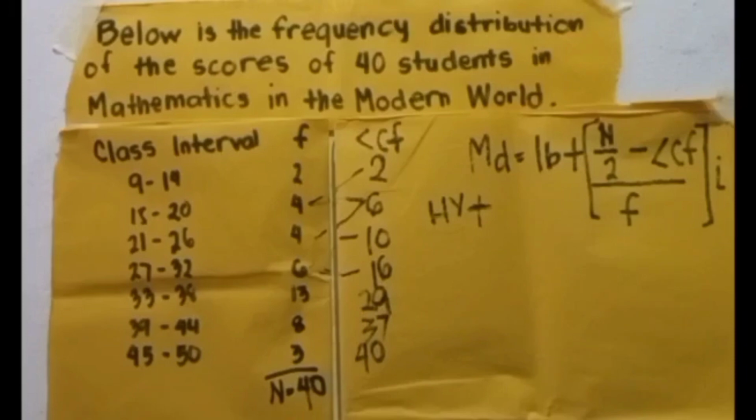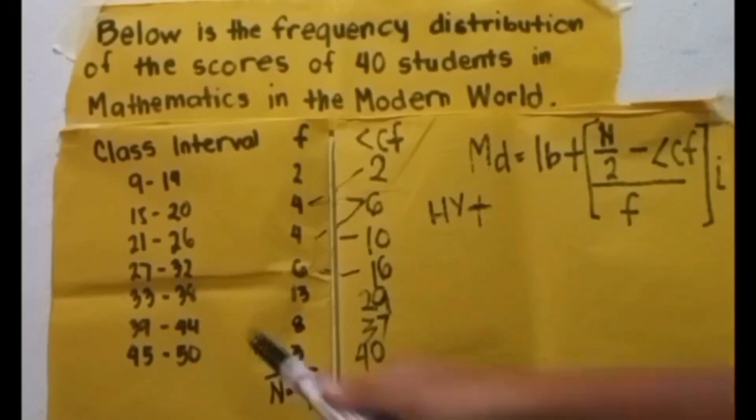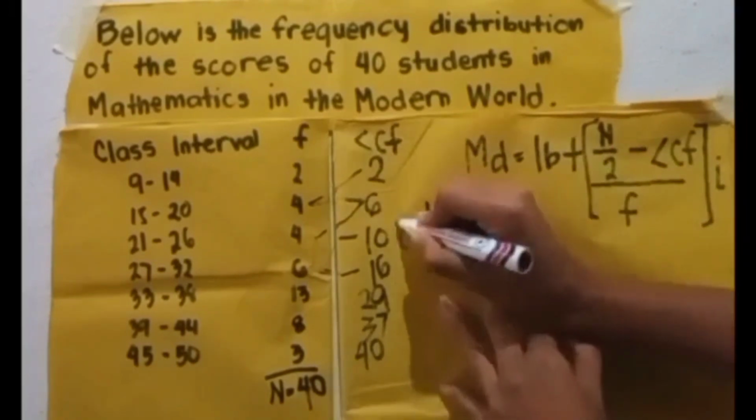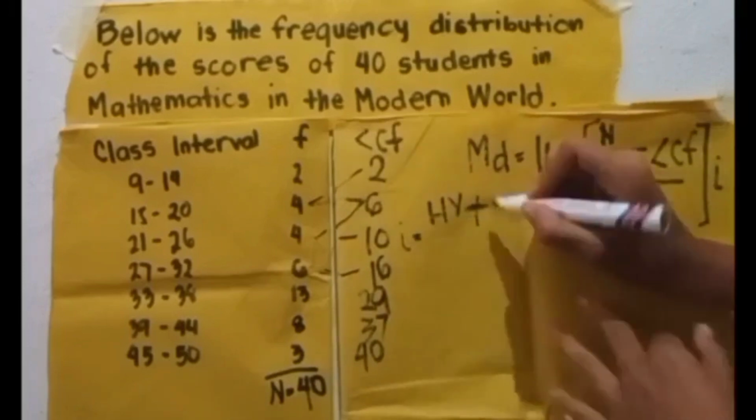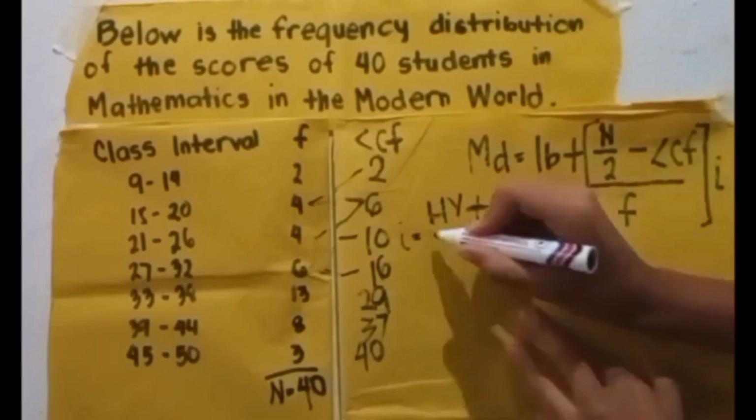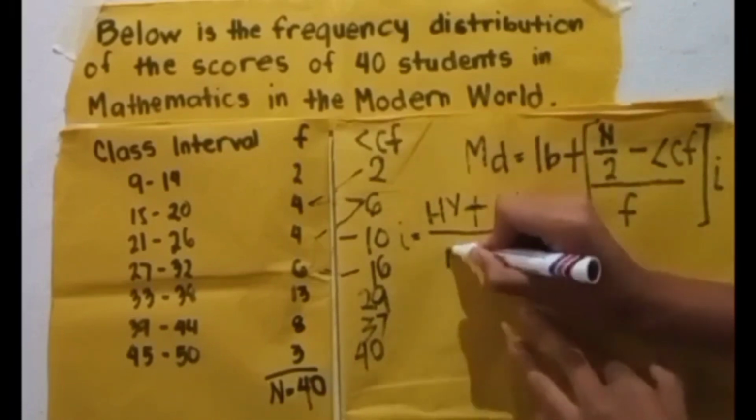In finding the interval, we need to locate here in the class interval what is the lowest value and the highest value. So, the formula is I is equal to HV plus LV, which means the highest value and the lowest value, all over the number of class marks.